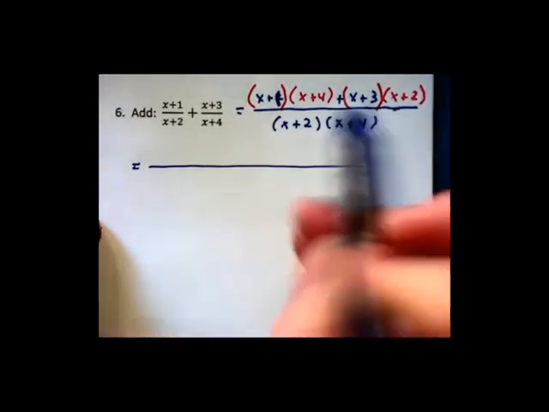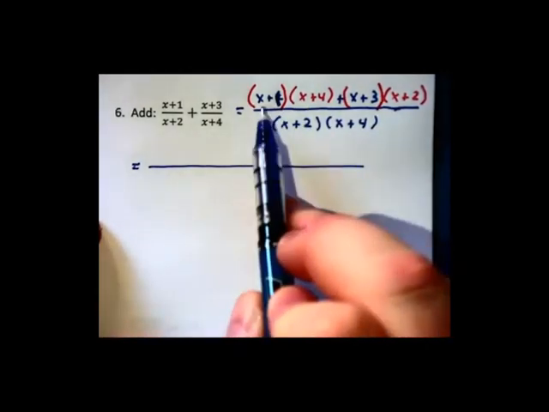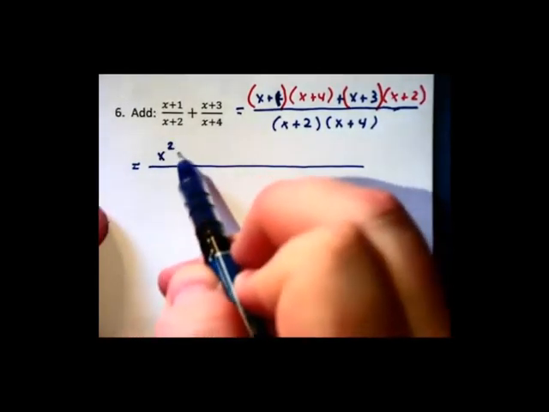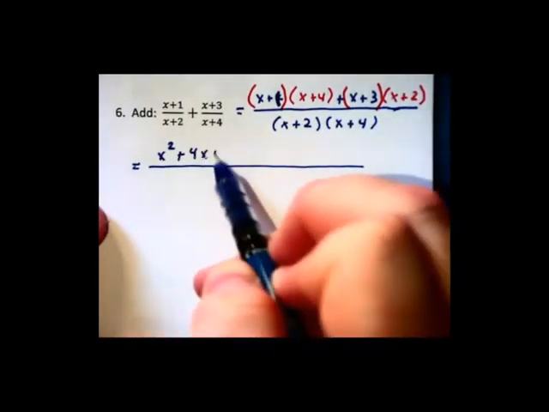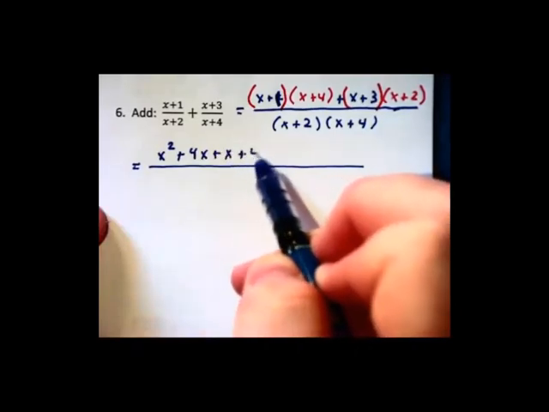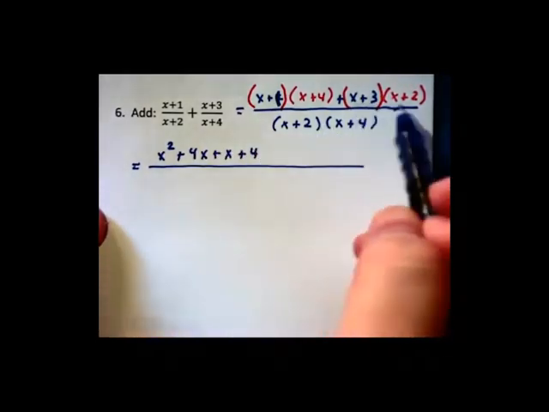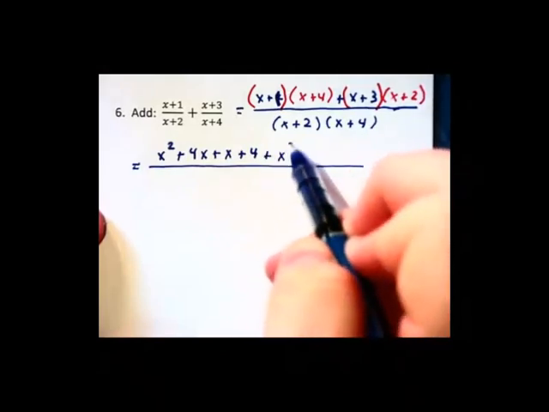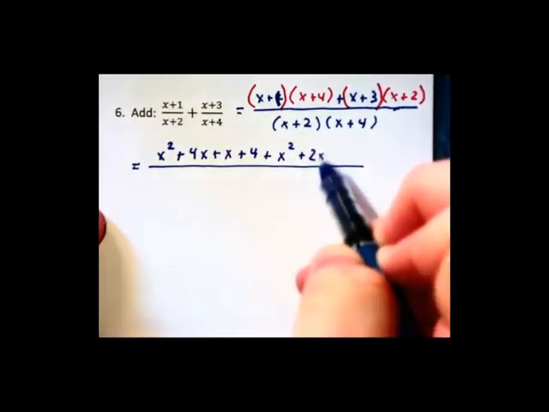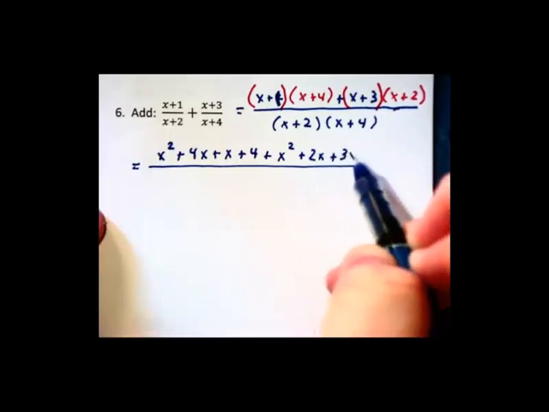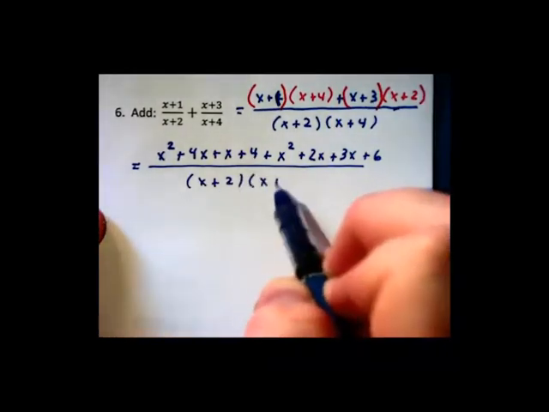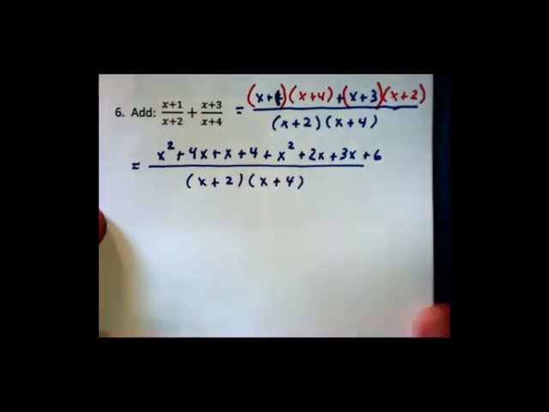Up above, we actually have two FOIL problems. The first one, x times x is x squared. Outer is 4x, inner is 1x, last is 4. And then we have another FOIL problem, x plus 3 times x plus 2. First term, x squared, outer 2x, inner 3x, last plus 6. And all of this is over the two factors x plus 2 times x plus 4.